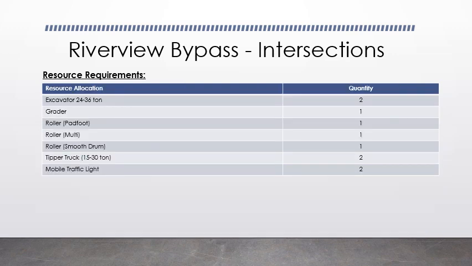Now the equipment requirements for the intersections. We allocate two excavators, one grader, one roller, a pad foot roller, and one multi-roller, one smooth drum roller. We also allocate two tipper trucks and two mobile traffic lights.